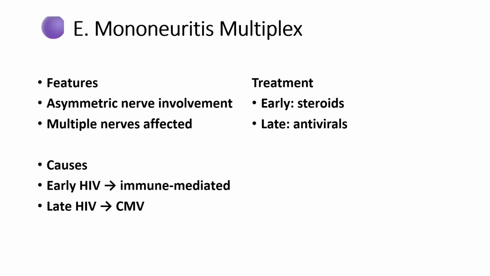Mononeuritis multiplex is characterized by asymmetric involvement of multiple nerves. Caused by early HIV infection, it is immune mediated; later it is CMV mediated. Treatment is steroids in the early phase and antivirals in the later phase.